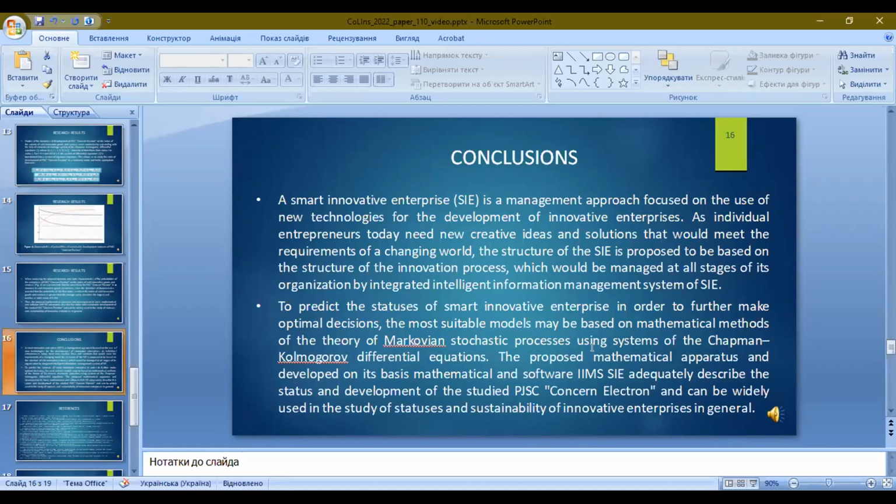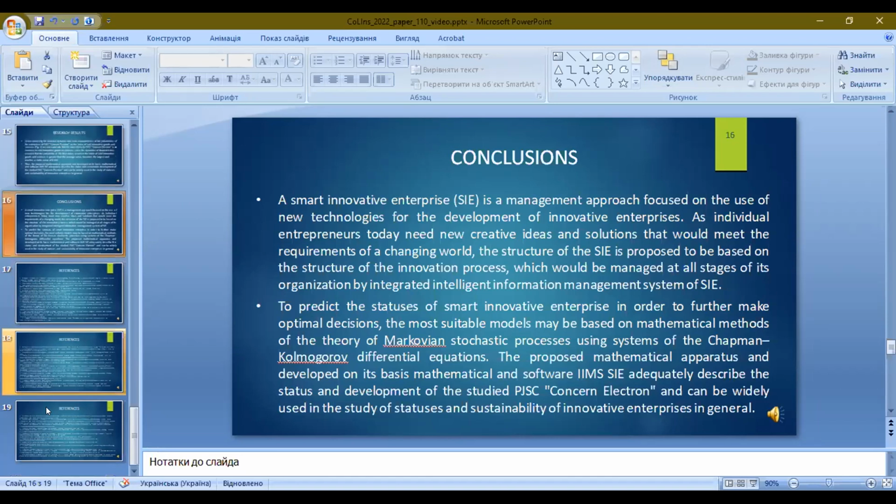The most suitable models may be based on the mathematical method of the theory of Markovian stochastic processes using the system of Chapman-Kolmogorov differential equations. On this basis, the proposed mathematical apparatus can be developed, and the mathematical and software informational intelligent management system of smart innovative enterprises adequately describes the status and development of the study at the joint stock company concern Electron, and can be used in the study of statuses and sustainability of innovative enterprises in general. Thank you for your attention and listening.